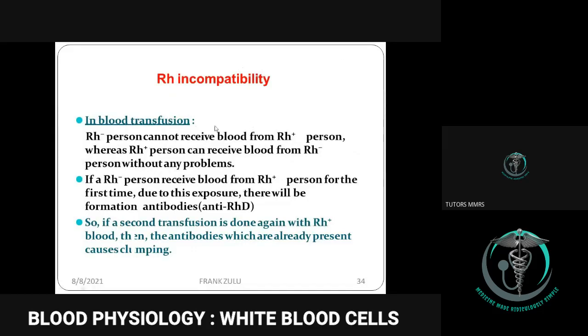Okay, so if we did, what you just have to remember is this component here. An RH negative person cannot receive blood from an RH positive person, whereas an RH positive person can receive blood from an RH negative person. Why do you think this is the case? Anyone to come through for us?